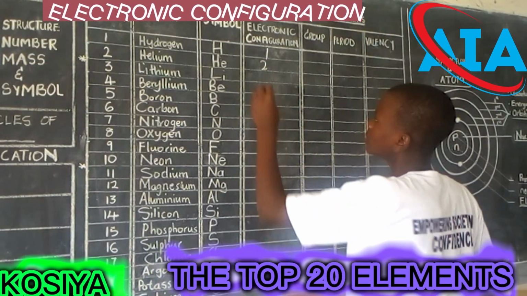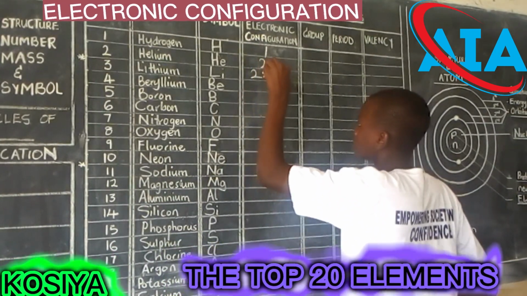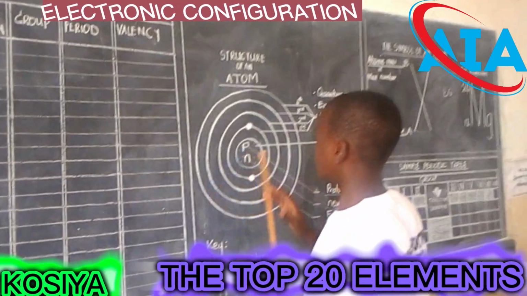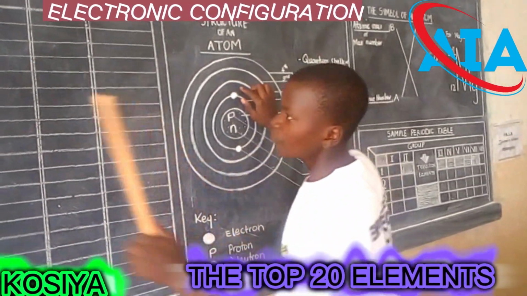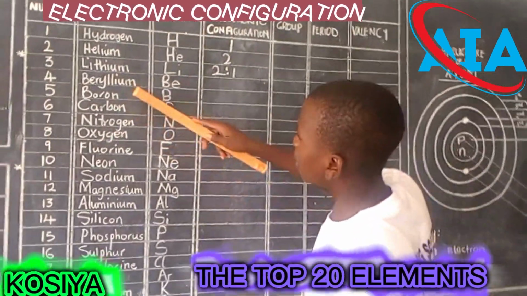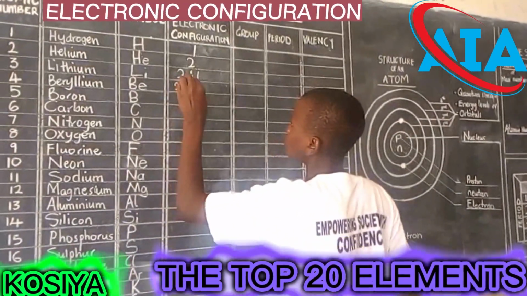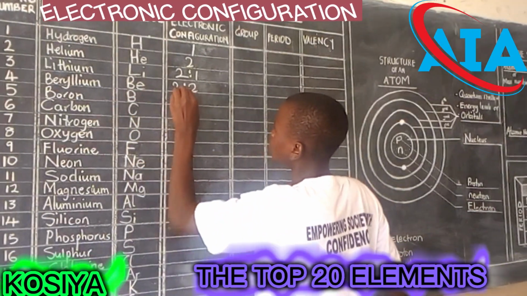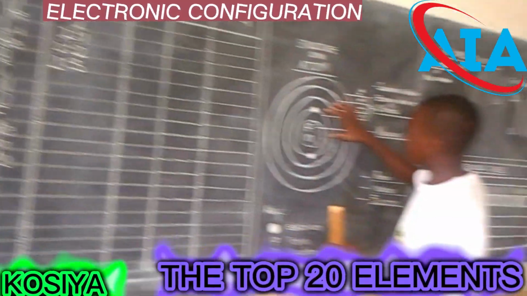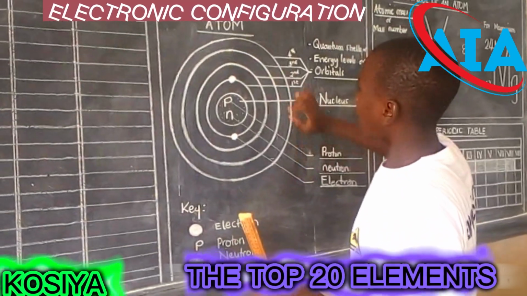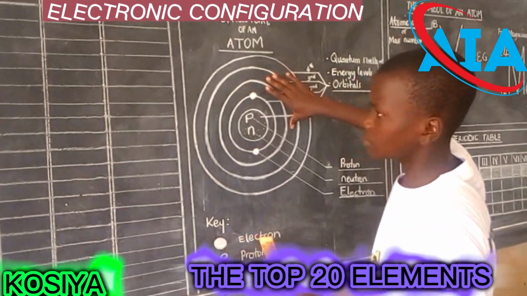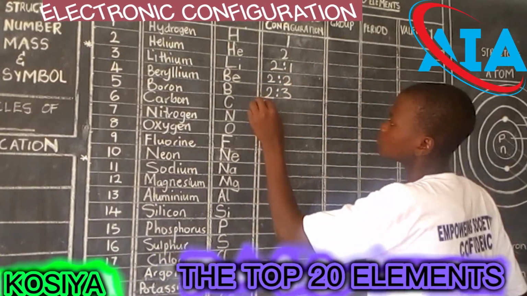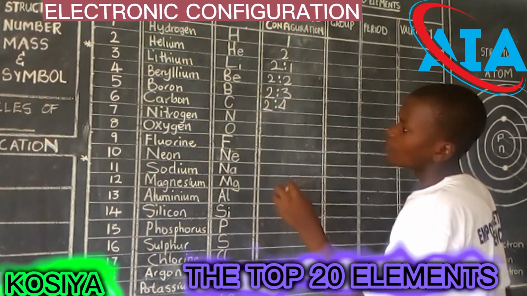Lithium will be 2 to 1. So the first shell near the nucleus has 2 electrons. So the last will have 1 for lithium. So beryllium is 2 to 2, and boron is 2 to 3. This means that the first level will have 2, and another one will have 3. So boron is 2 to 3, carbon is 2 to 4, nitrogen is 2.